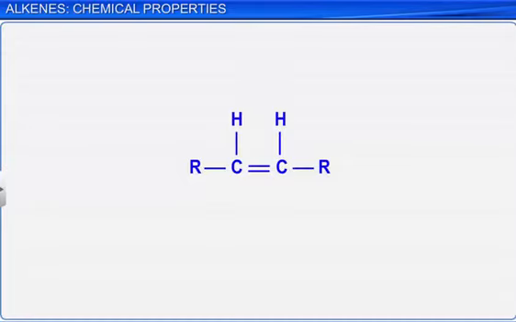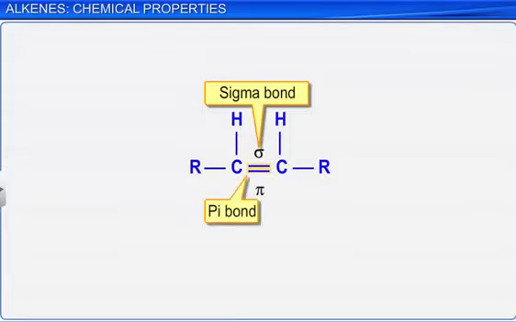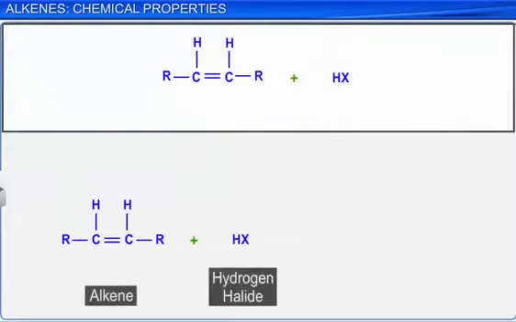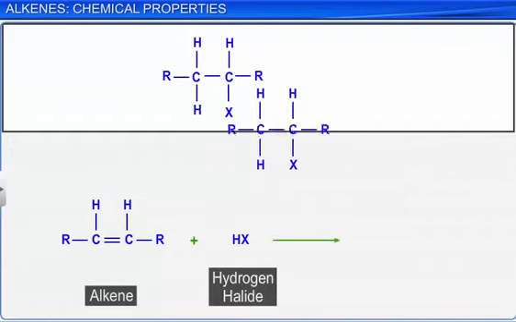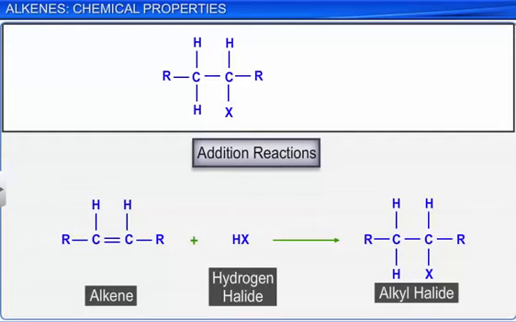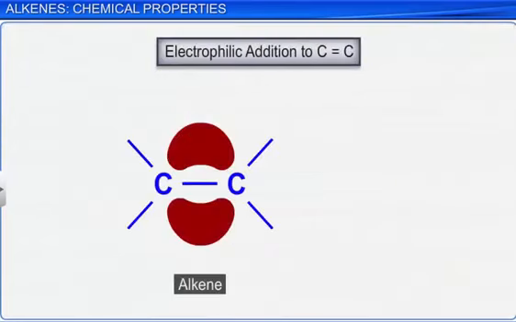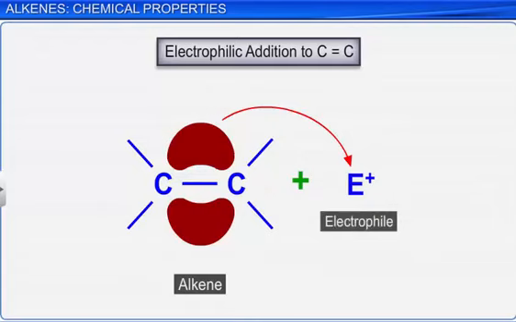Alkenes are unsaturated hydrocarbons consisting of a sigma bond and a pi bond. The typical reactions of alkenes involve the breaking of the weak pi bond to form two sigma bonds. Such reactions are called addition reactions. These addition reactions are usually electrophilic in nature, as the pi electrons of the carbon-carbon double bond are available to any species seeking electrons.